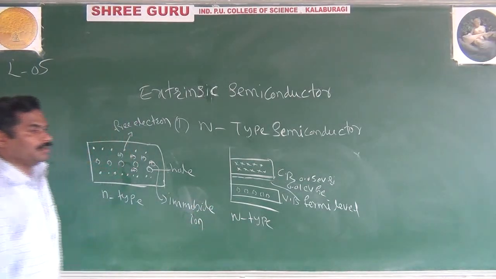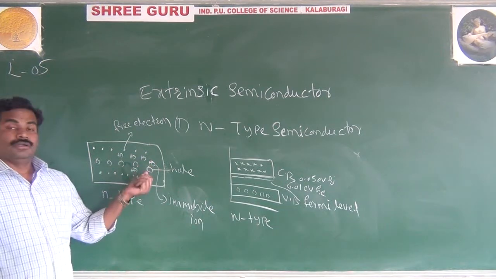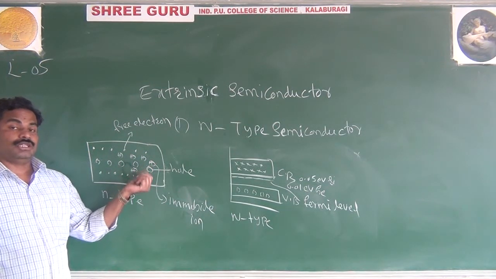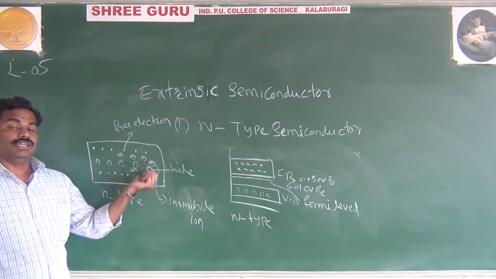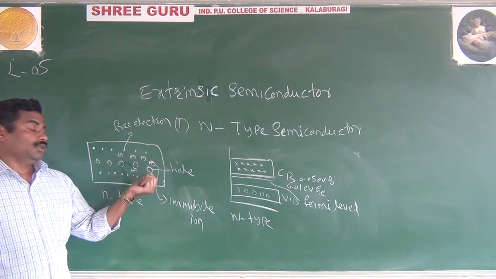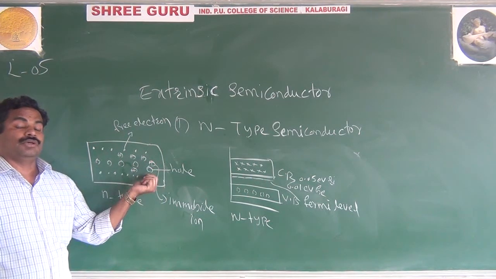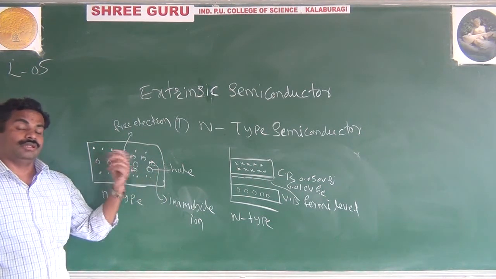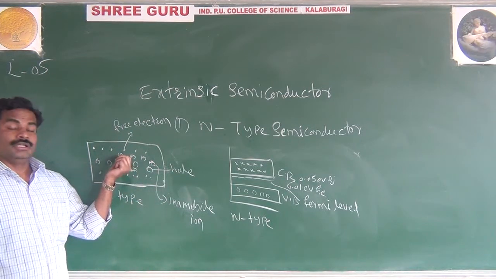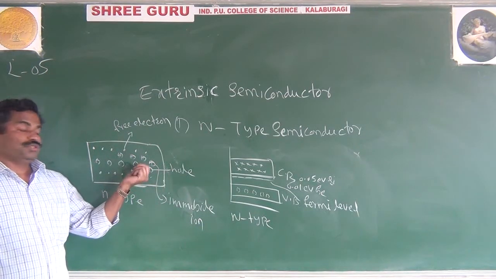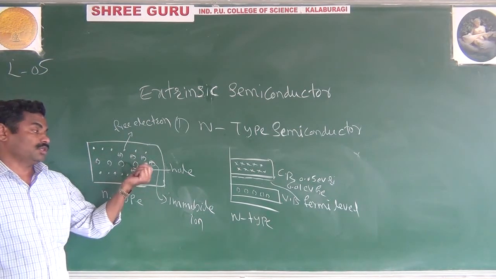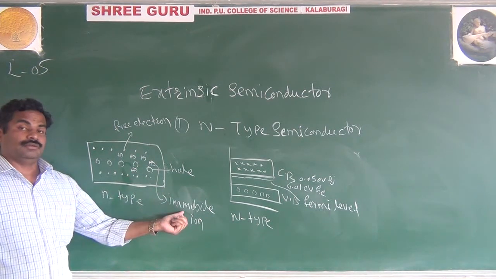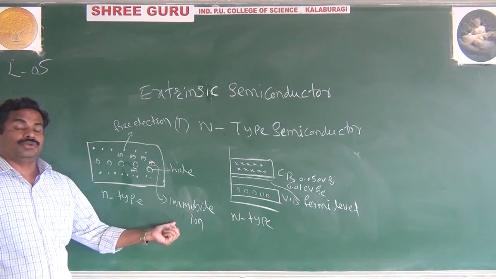Why is it called an immobile ion? It is not involved in the conduction of the current. In the conduction process, you are using only the electrons and holes. You are not using the immobile ions. Immobile ions are of no use in the conduction of the current. That's why it is called an immobile ion. They are not moving. They are totally bound to the nucleus.